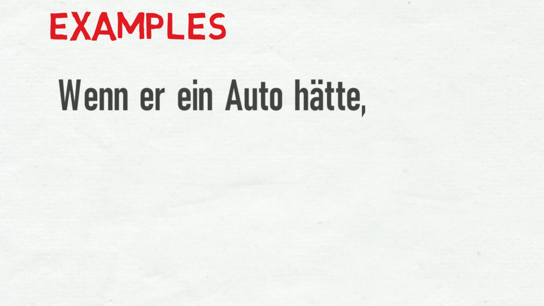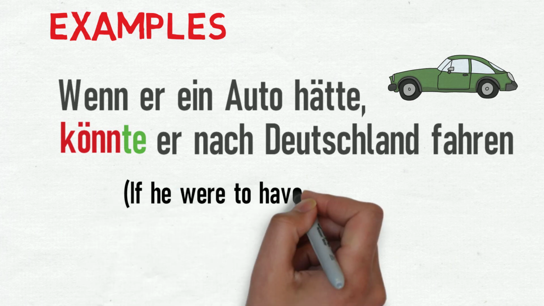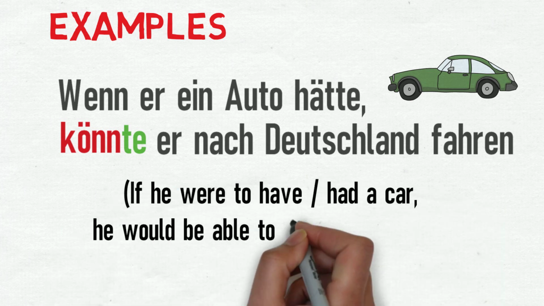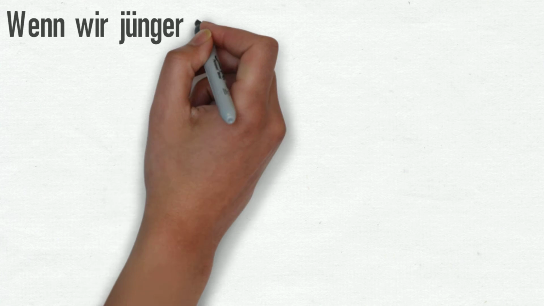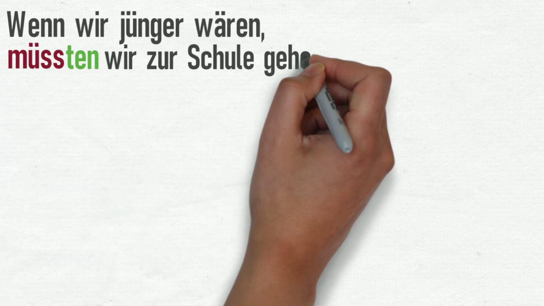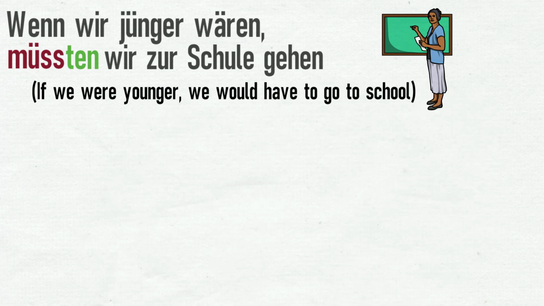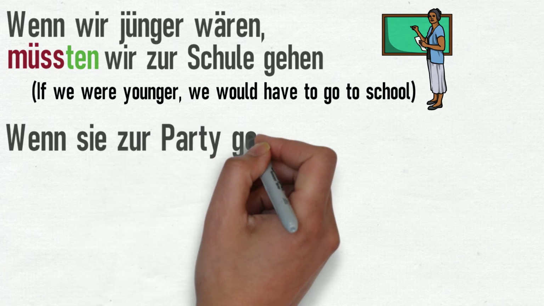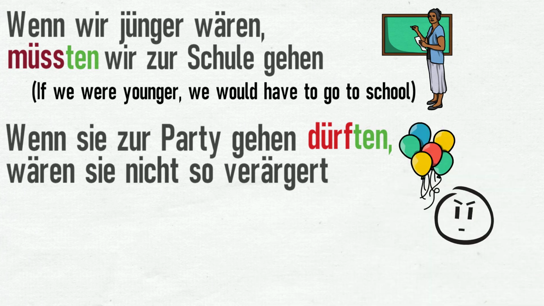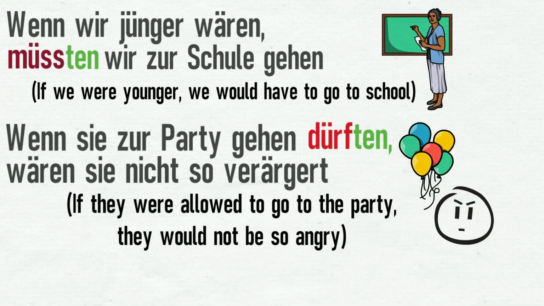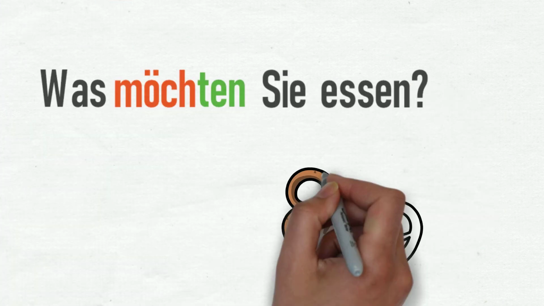Wenn er ein Auto hätte, könnte er nach Deutschland fahren. If he were to have a car, or if he had a car, he would be able to drive to Germany. Wenn wir jünger wären, müssten wir zur Schule gehen. If we were younger, we would have to go to school. Wenn sie zur Party gehen dürften, wären sie nicht so verärgert. If they were allowed to go to the party, they would not be so angry. Was möchten Sie essen? What would you like to eat?